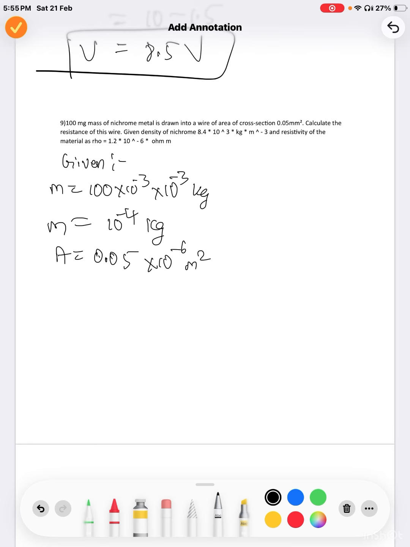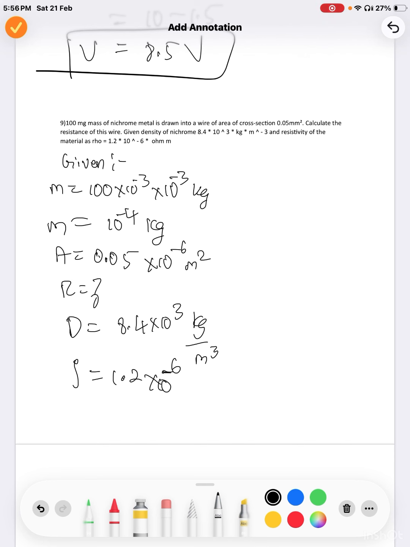So calculate the resistance of the wire. We have to find the resistance of the wire, and given density of the nichrome. What is the density of nichrome? Taken as D, 8.4 times 10 to the power of plus 3 kg per meter cube. This is the mass density. And resistivity is given. What is the resistivity? 1.2 times 10 to the power of minus 6 ohm meter. So we have to find here simply what is the resistance of the wire.